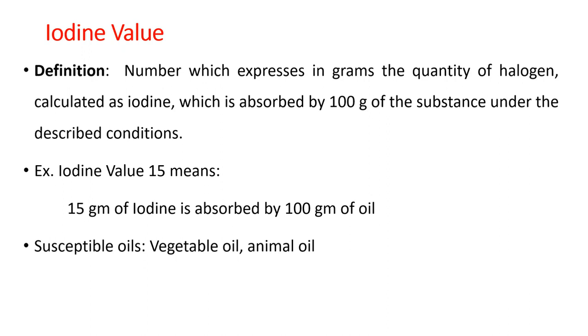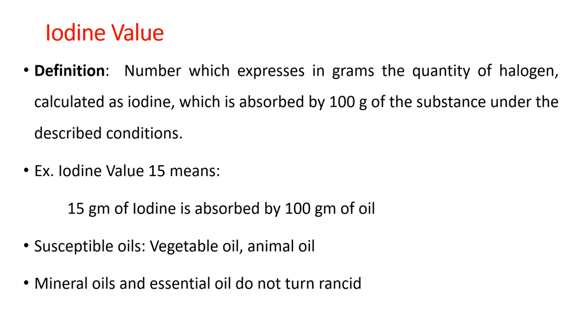Usually the oils used for the determination of iodine value are vegetable oils and animal oils, because these have a high degree of unsaturation, whereas mineral oils and essential oils are usually not used for iodine value determination.